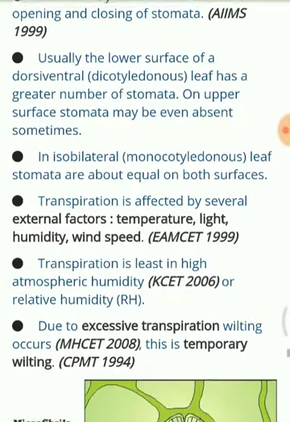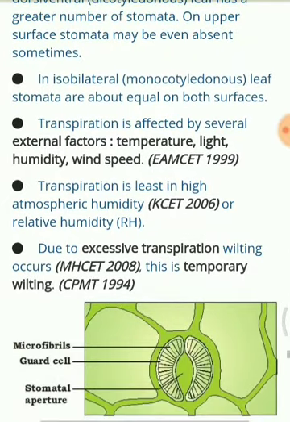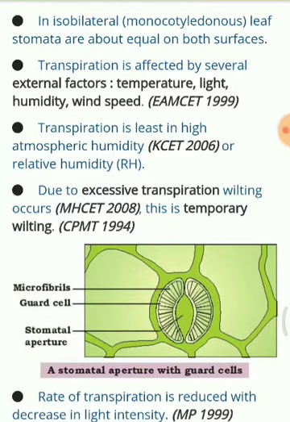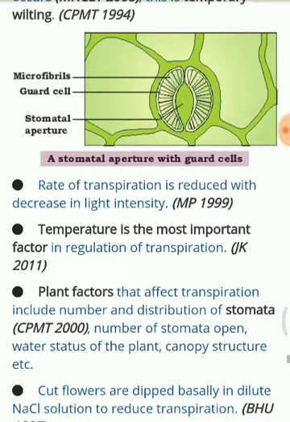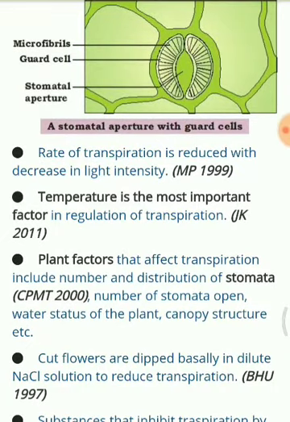Transpiration is affected by several external factors: temperature, light, humidity, wind speed. Transpiration is least in high atmospheric humidity or relative humidity. Due to excessive transpiration, wilting occurs. This is temporary wilting. The rate of transpiration is reduced by decrease in light intensity. Temperature is the most important factor in regulation of transpiration.